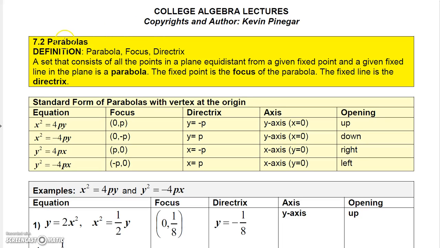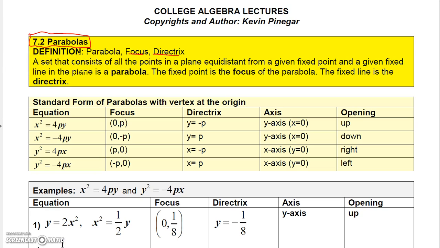Now, when we talked about parabolas before, we didn't get into the specific details of the parabolas. We basically focused mostly on the vertex and axis of symmetry and maybe the intercepts. But here, we're going to define some terms that are important to fully understanding parabolas. And we're going to talk about a focus and the directrix as well as the parabolas. So read this definition here.